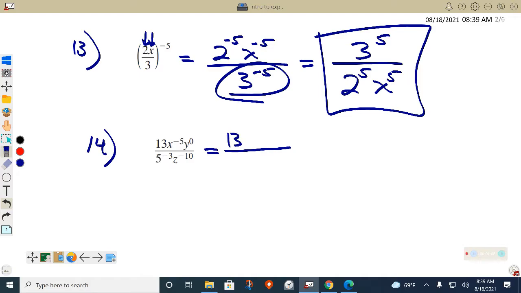13 stays put. 13 doesn't move. 13 is not raised to any negative power, so that stays right where it's at. Doesn't move. The only things that move are the things that have negative exponents. So the x to the negative fifth goes to the bottom with a positive 5.